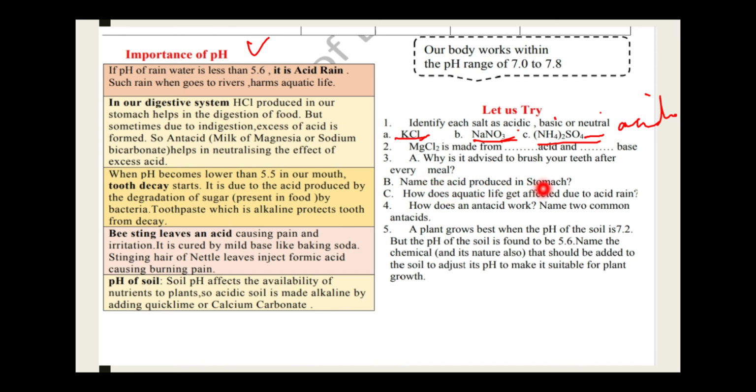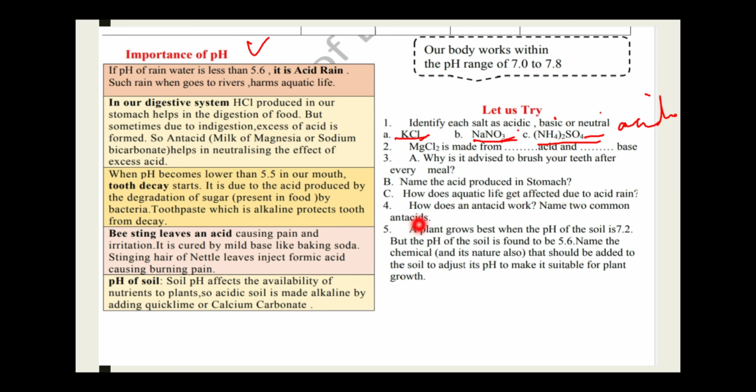Name the acid produced in stomach. HCl. It is being written over here. Now, how does aquatic life get affected due to acid rain? Actually, it is creating pollution in the water. It becomes difficult for the aquatic life to survive over there, to do the respiration process properly, due to the pollution and the oxides of nitrogen and sulfur present in it. So these are affecting the aquatic life as well.